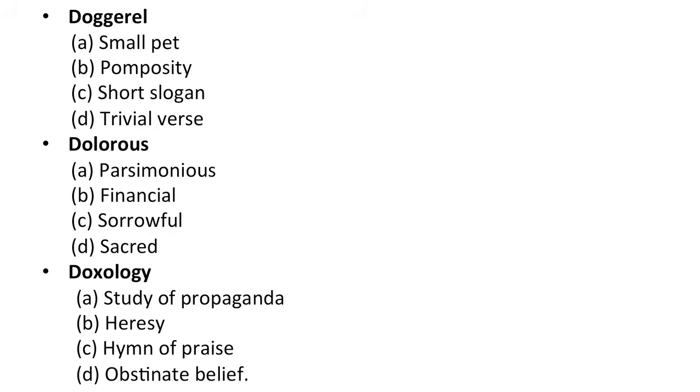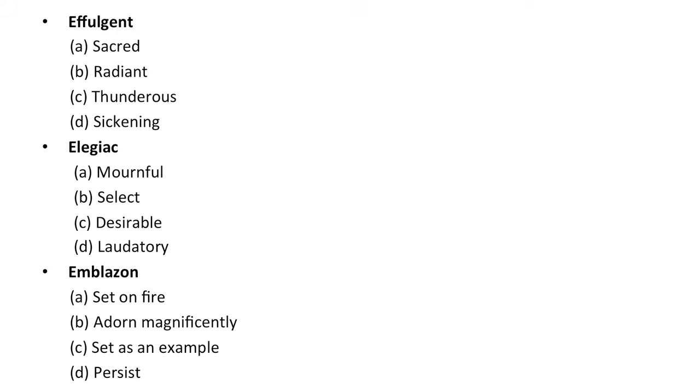Next list, doggerel: choices are A, small pet, B, pomposity, short slogan, trivial verse. Next, dolorous: parsimonious, financial, sorrowful, sacred. Doxology: study of propaganda, heresy, hymn of praise, obstinate belief. Next slide. Effulgent: sacred, radiant, thunderous, sickening. Elegiac: mournful, select, desirable, laudatory. Next word, emblazon: set on fire, adorn magnificently, set as an example, persist.